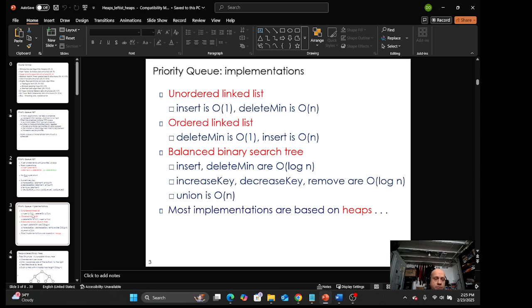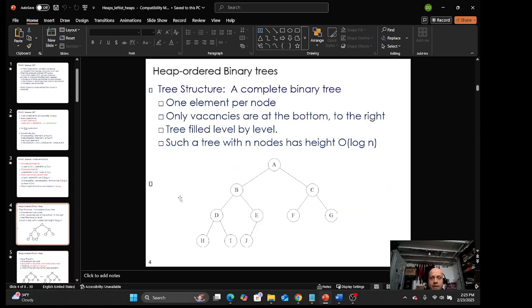Most implementations are based on heaps, and again, we motivate that from an algorithm analysis standpoint. The heap ordered binary tree has a tree structure that is a complete binary tree, with one element per node. The only vacancies are at the bottom and to the right. The tree is filled level by level, and such a tree with n nodes would have a height of big O log n.